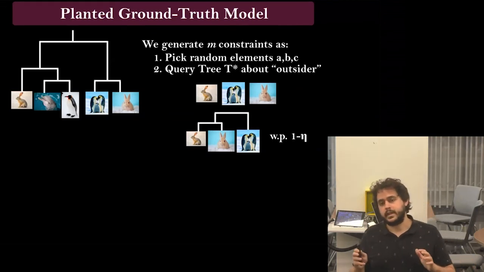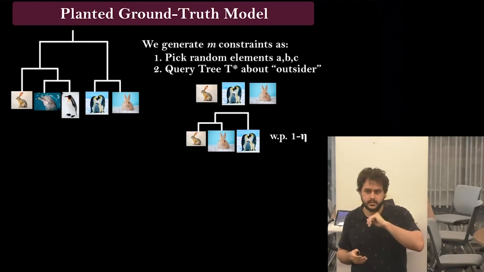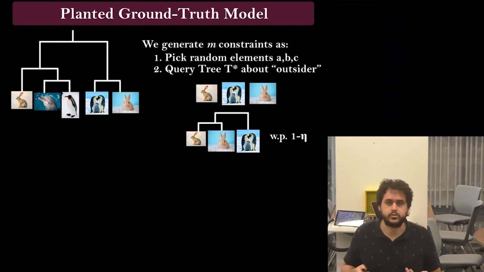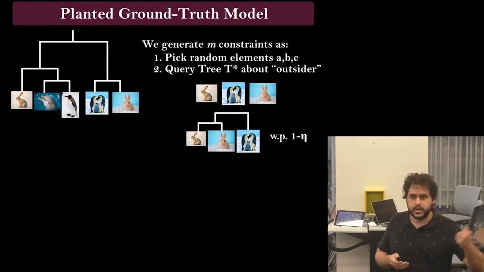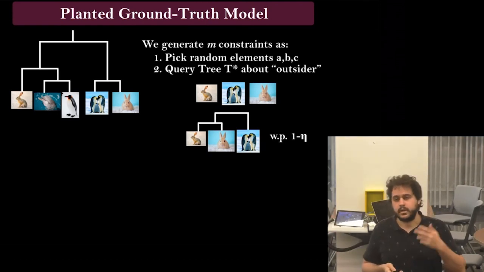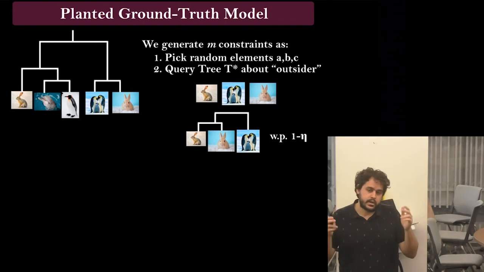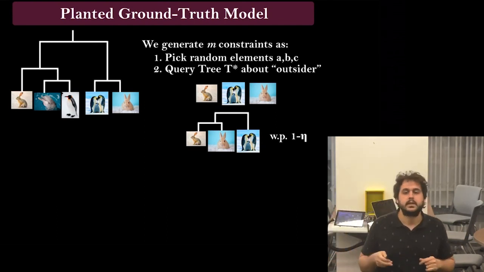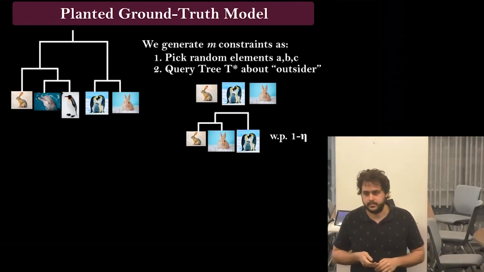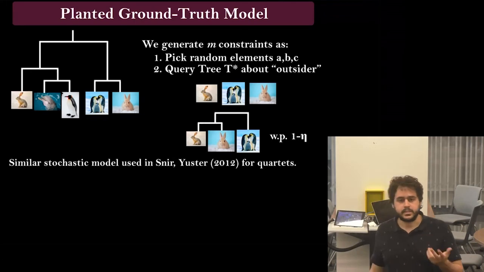Our planted ground truth model is the following. We will generate n constraints as follows. We will just pick 3 random elements, A, B, and C, and we will query the tree. We assume we have some kind of measurement process. We will query the tree about who is the outsider. So if we ask about 2 rabbits and a penguin, the oracle would spit out, with probability 1 minus theta, the correct tree, and with probability theta would give any other tree.